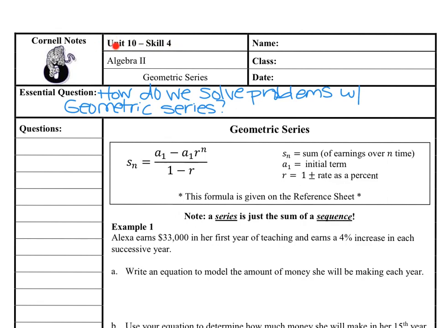This is the 10.4 video, geometric series. So pause the video, write down the essential question. How do we solve problems with geometric series? Okay, so geometric series is going to be a formula that you're going to use.